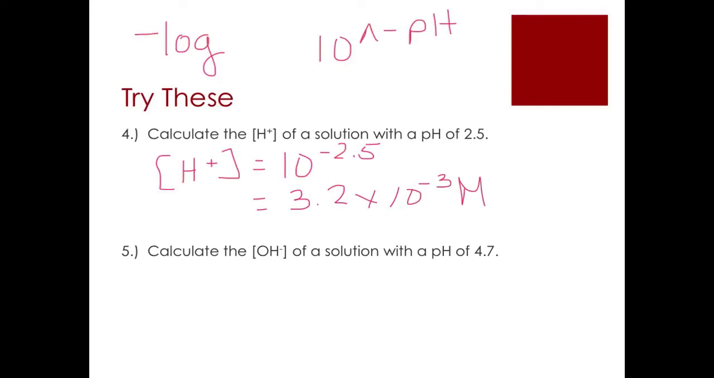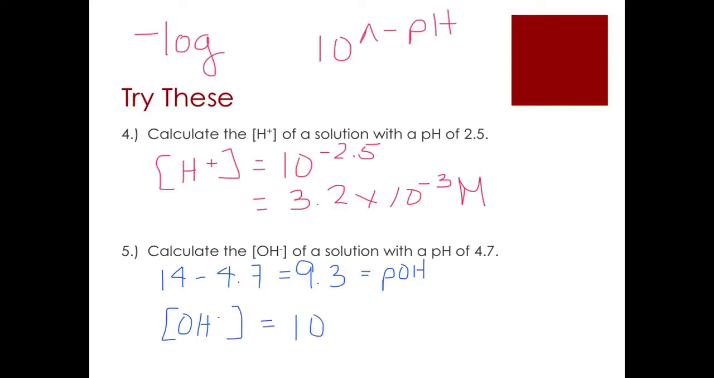In the next example, again, we're asked for OH minus concentration, but given pH. So again, we can take 14, subtract from that 4.7, and this will give us our pOH, which is 9.3. That's our pOH. From there, we can calculate the OH minus concentration by taking 10 to the negative 9.3, which is going to equal 5.01 times 10 to the negative 10th.